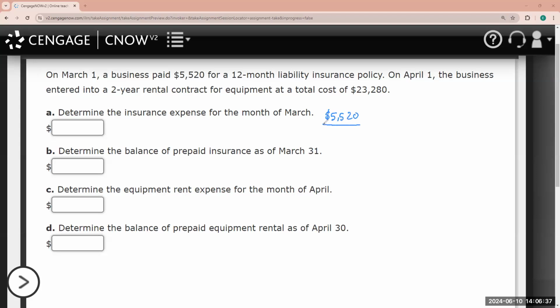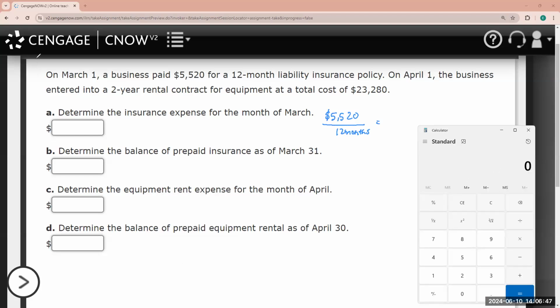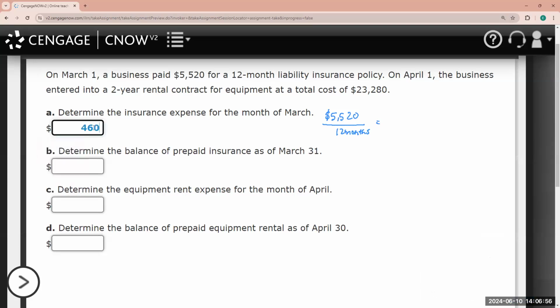5,520 divided by 12 months. And this will essentially give us our monthly policy rate. So here we have 5,520 divided by 12. And this lets us know that each month the insurance expense will expire in the amount of $460.